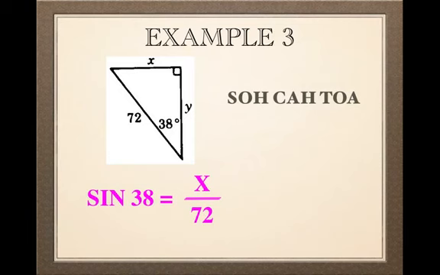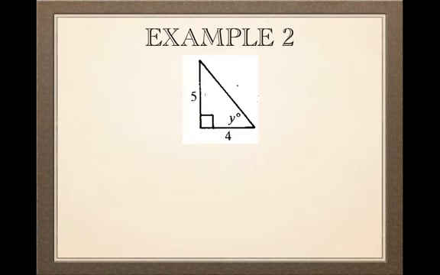How about y? Well, y is adjacent to angle 38, and again, 72 is the side we should use, and that's the hypotenuse. So that would be cosine. So cosine 38 is y over 72. Okay, let's do another example.